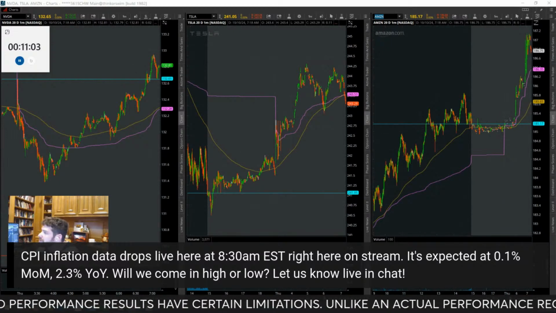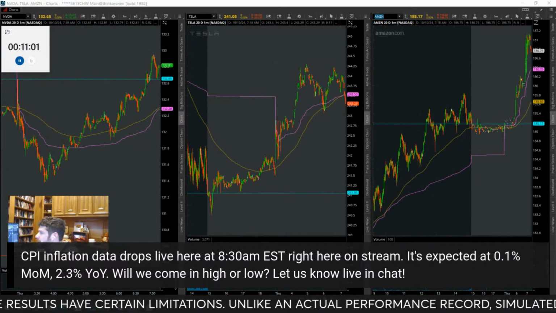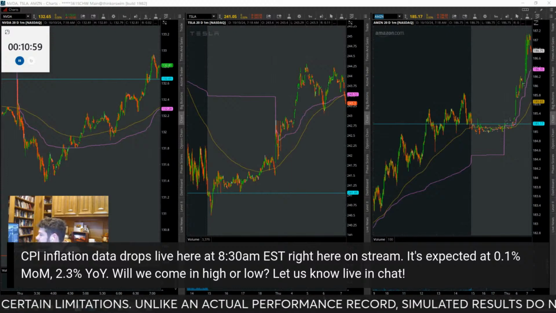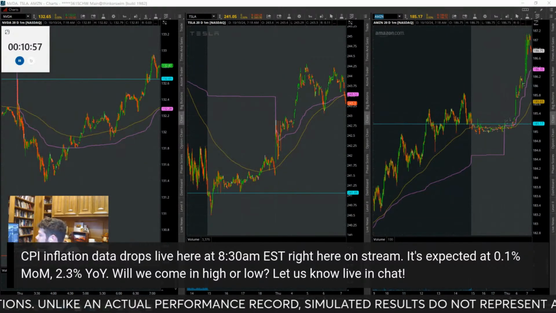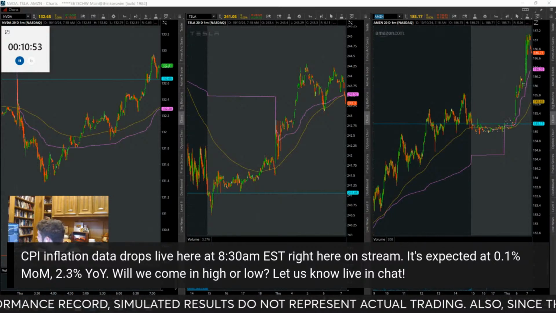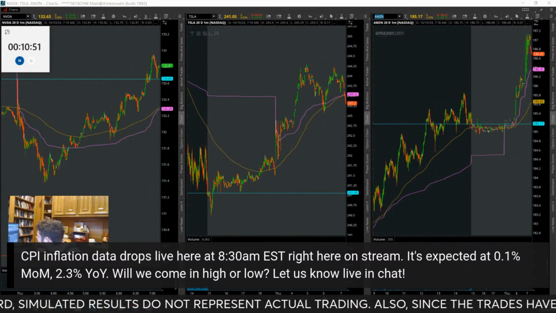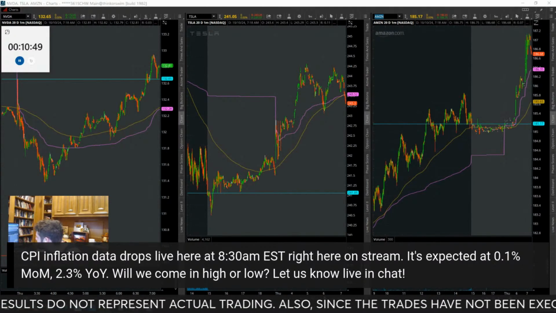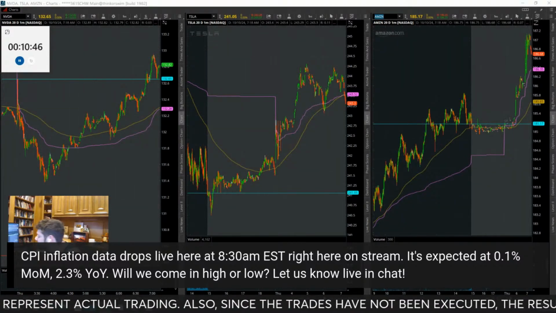If CPI is low and payroll numbers are high, that's a pretty good thing, right? That signals a good economy, but also low inflation. Part of me thinks we might get that, but I'm going to go with balanced and slightly higher inflation data than expected. But again, I could be wrong.